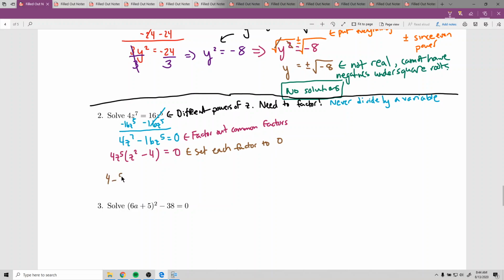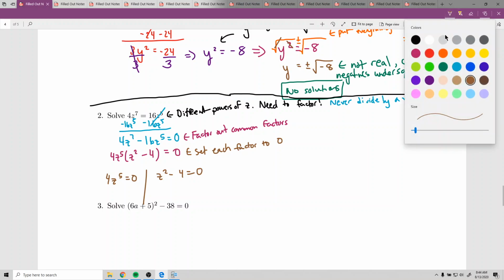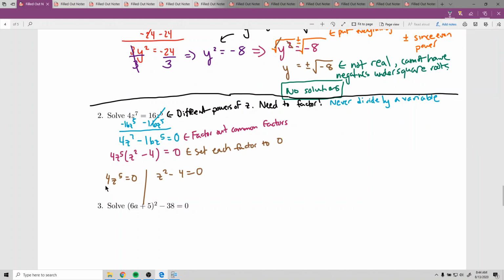So we have 4z to the 5th equals 0. Make sure you do the whole thing. And then z squared minus 4 equals 0. Now the one on the left, divide by the 4 on each side. And we get z to the 5th equals 0. 0 divided by anything is 0. But if you have anything raised to a power equals 0, that means that thing is 0.